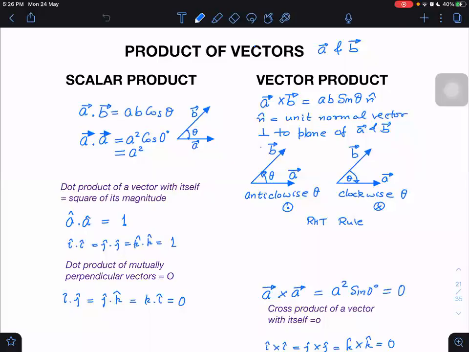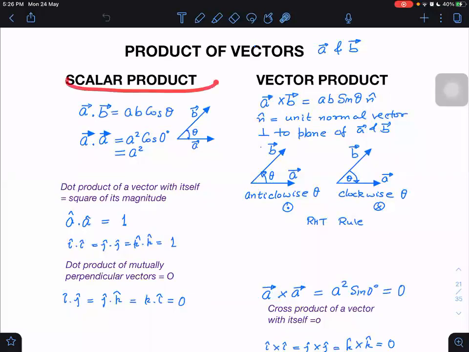So there are two types of products. One is scalar product and the other is vector product. In scalar product, we represent it by a dot in between. If I have to multiply A and B and the result which I obtain will be scalar, then I will have to multiply A dot B. I have to take the dot product.